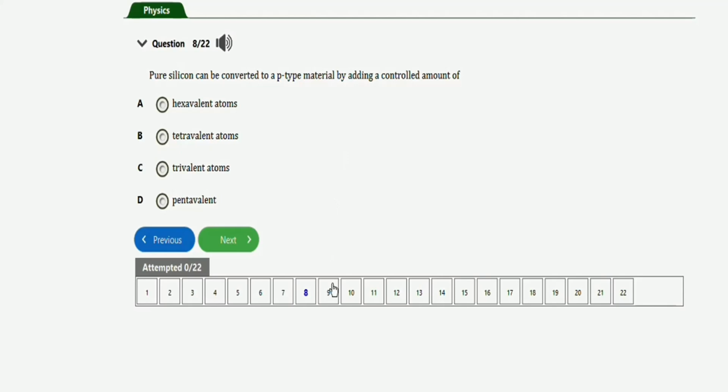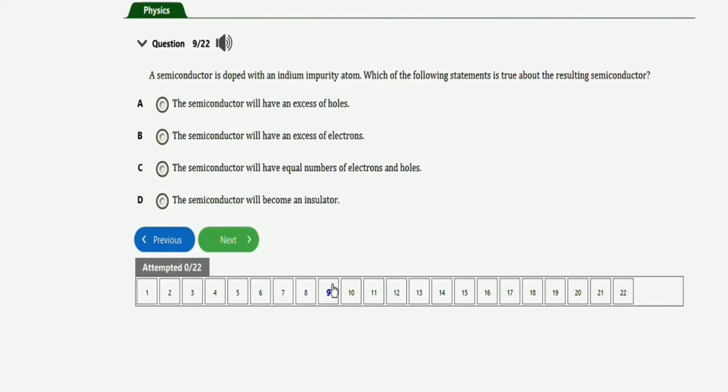Next repeated question will be this one. It says a semiconductor is doped with an indium impurity atom. Which of the following statements is true about the resulting semiconductor? Option A, the semiconductor will have an excess of holes. The semiconductor will have an excess of electrons. The semiconductor will have equal number of electrons and holes. The semiconductor will become an insulator. So the right option is option A, which is the semiconductor will have an excess of holes.